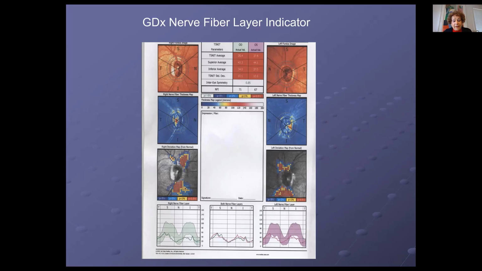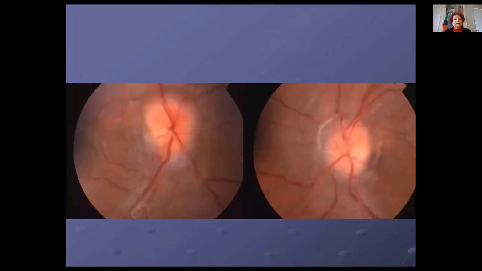Let's look at her optic nerves. We've got to look at the nerves. We've got to look at the cupping. We've got to look at the NFL, although we know it's thin, we've got to look at the cupping. So now let's look at the cupping. And you're looking at these nerves and you're saying, I don't see the cupping. And you don't see the cupping because both of these discs are very swollen.